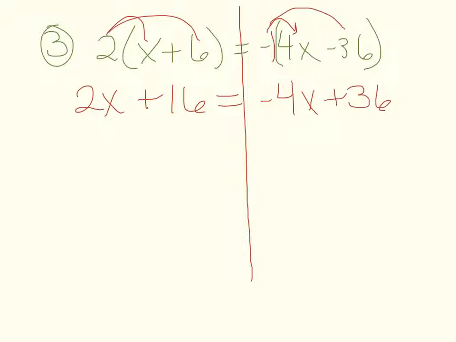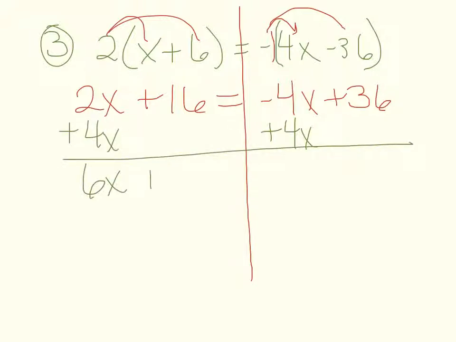All right, I'm going to get rid of the smallest one. So I have 2x and a negative 4x. So negative 4x is smaller. So I'm going to take this negative 4x and move it over to this side. So I'm going to add 4x. Okay, remember, it's always the opposite. So we have 6x plus 16 equals, those canceled, so I'm left with 36.